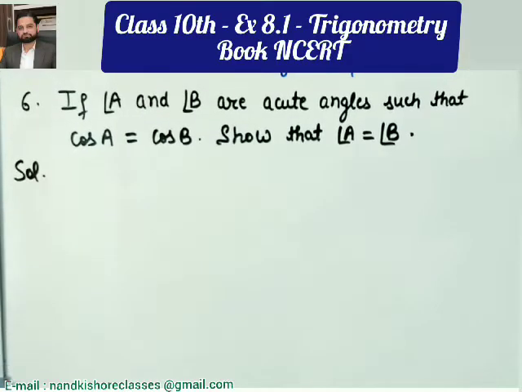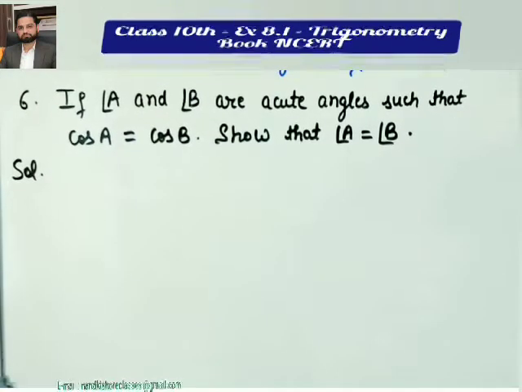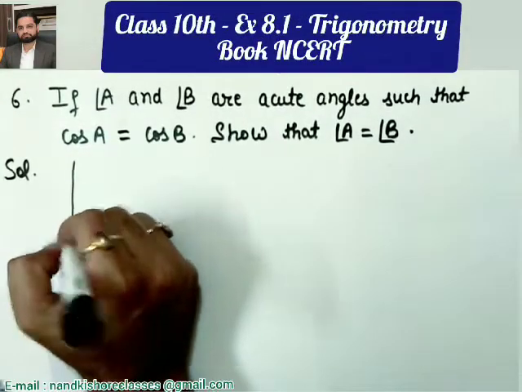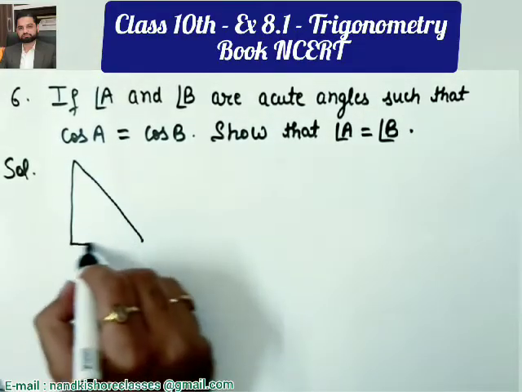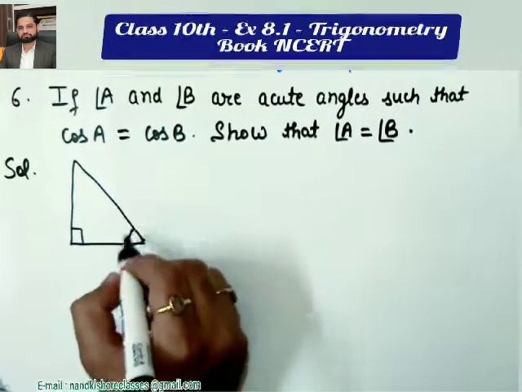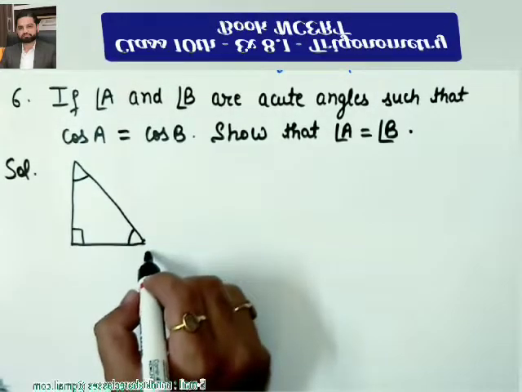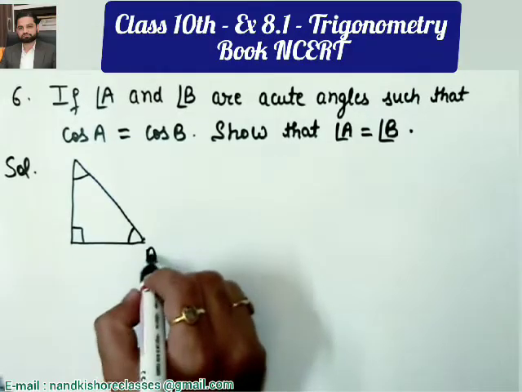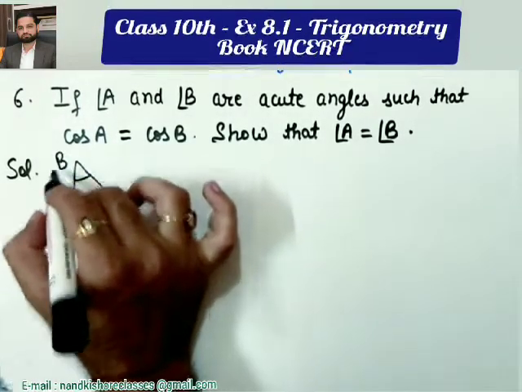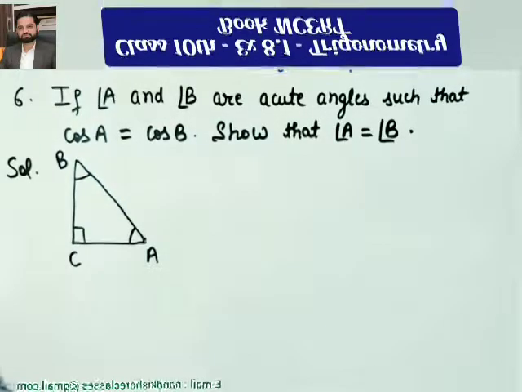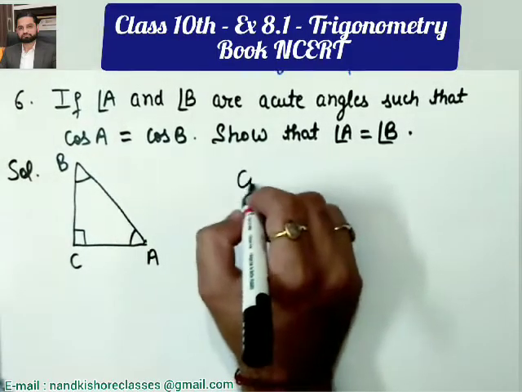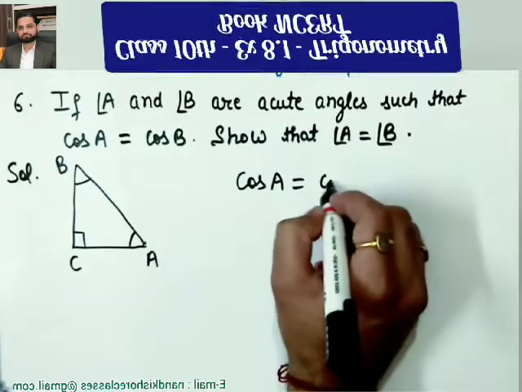We need to draw a diagram. I told you before that every time we do the questions, we need to draw a diagram. Let's have the diagram first. Let's suppose this is a right angle triangle. And see, A and B are given acute angles. So I am putting A here, B here, and C I am going to use here. Why? Because A and B should be acute angles, right? And what we are given is cos A equal to cos B.